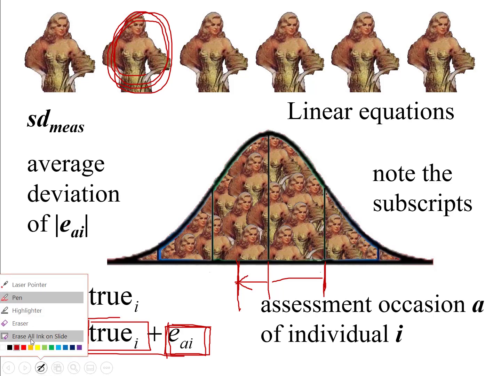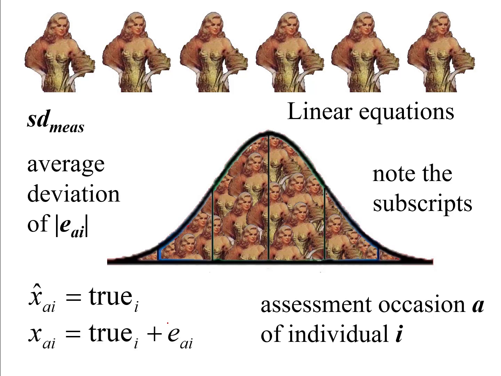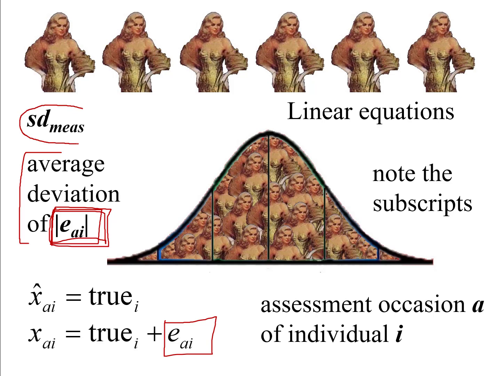With all these equations, we can then say, if I were to assess her an infinite number of times and get all these errors from all these infinite assessments, what's the average absolute value of all those errors? On average, how much error am I making each time I assess this person over and over again an infinite number of times? We could say, what is the average deviation of that? Well, that is the standard error of measure.